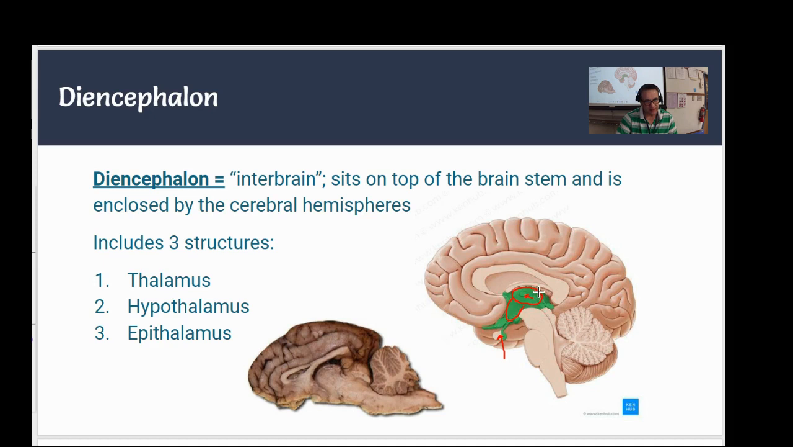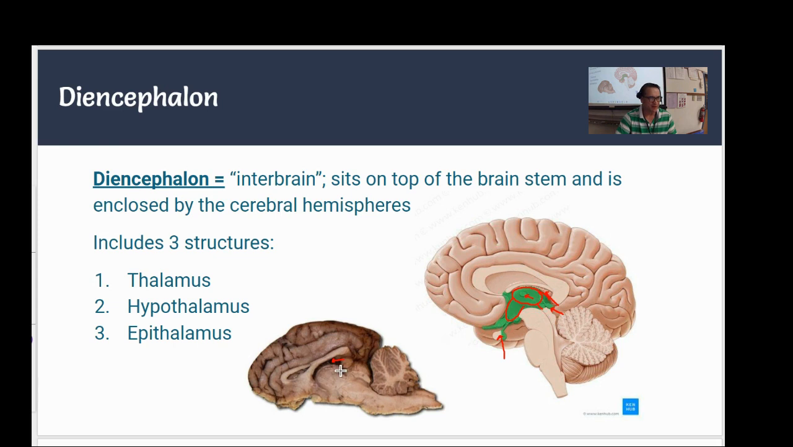And then just posterior, you're going to have the epithalamus back in here, which is going to include the pineal gland. Remember, that secretes melatonin, which helps you go to sleep. And it also includes what's called the choroid plexus. Remember, the choroid plexus is what creates and circulates cerebrospinal fluid. Remember, it's the ventricles. You can see right here on the sheep brain, here's the ventricle, lateral ventricle. That's what holds cerebrospinal fluid.